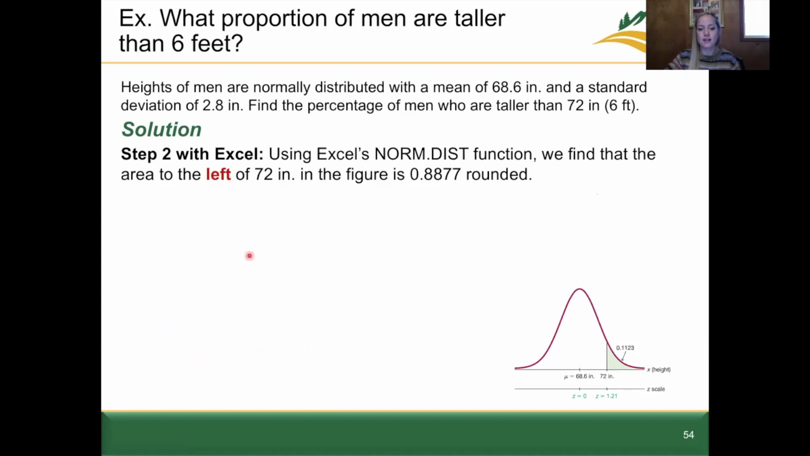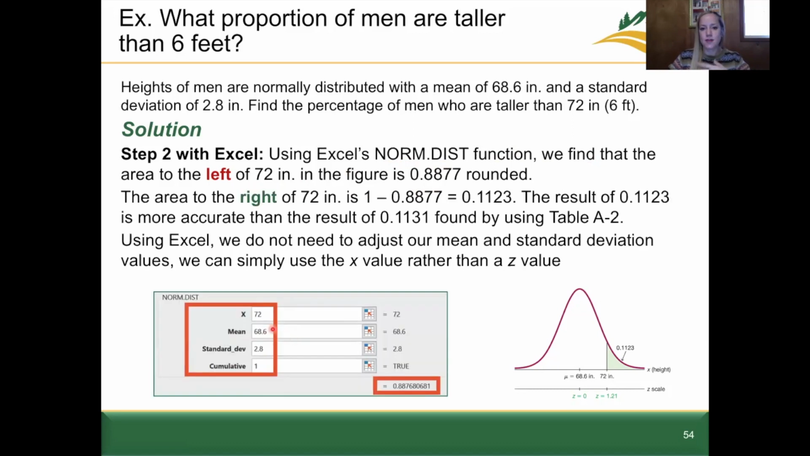So first with Excel, we're going to use Excel's normal distribution function. This was discussed in detail in 6.1. Remember that both Excel and table A2 will tell us our area to the left, or cumulative area to the left. So using Excel, either this pop-up version of a function or typing the numbers into a cell in Excel, we need to think about our X value, which here is 72. Our mean value is 68.6. It's not a mean value of 0 here. Our standard deviation value, that's 2.8. That's given in the problem.